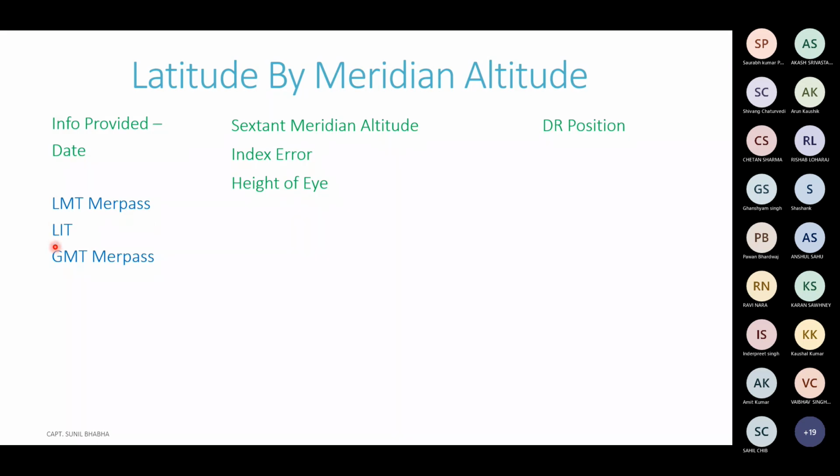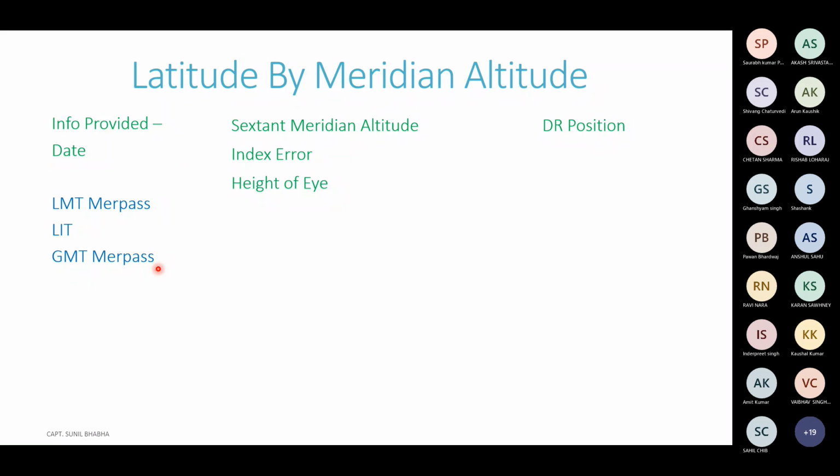and we apply the longitude in time. The DR position is given to us. We have the longitude divided by 15. We get the longitude in time. We apply the longitude in time and we get the GMT Marpas of the observation. So we get the GMT time when the observation is taken.